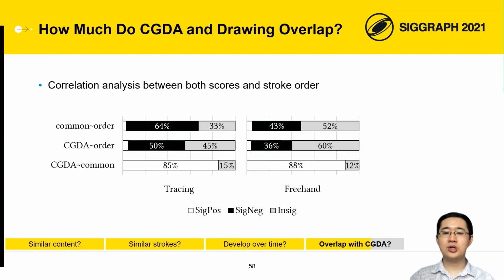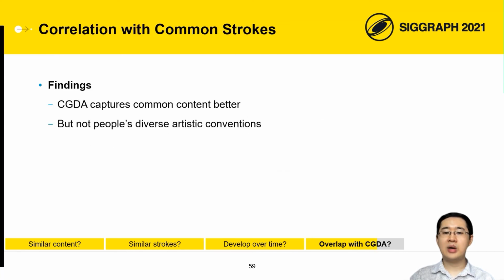We ran a correlation analysis between both scores and stroke order and between the two scores for all strokes in each drawing. In both tracing and freehand, common and CGDA scores tend to decrease over time, and there is a strong positive correlation between the two scores. To sum up, CGDA methods can capture content that people commonly draw, but not people's diverse artistic conventions.